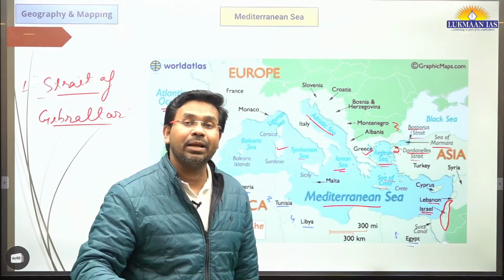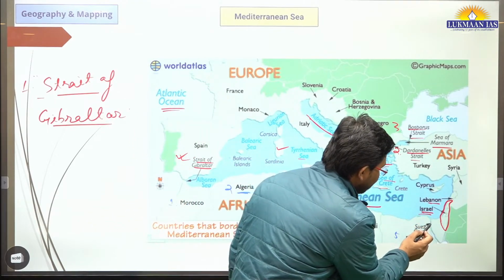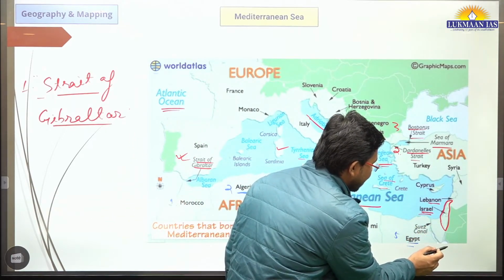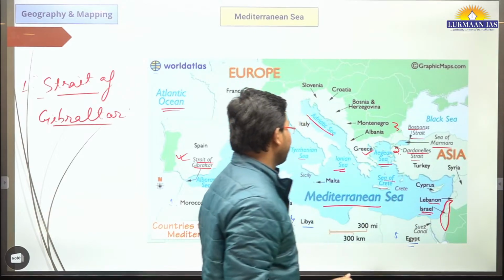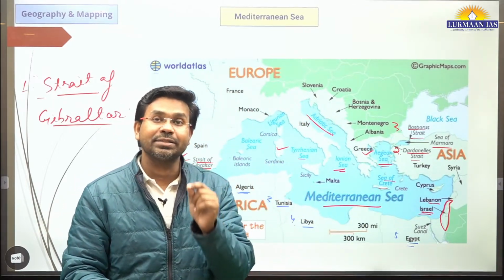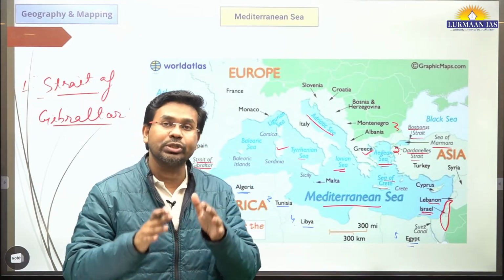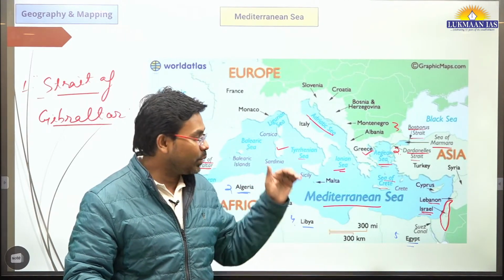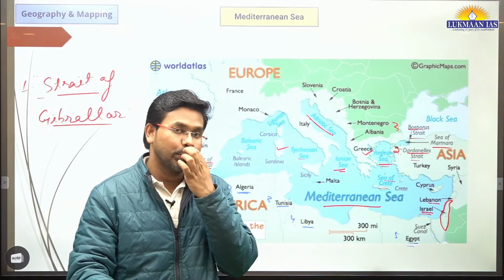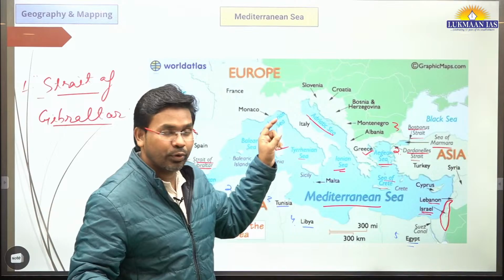And there is a canal which is known as Suez Canal. This Suez Canal over here, as we can see, connects Red Sea with Mediterranean Sea. This Suez Canal is the largest man-made canal in the world. Through Suez Canal, a huge amount of goods pass through it, right? Suez Canal is one of the busiest sea routes for doing trade.